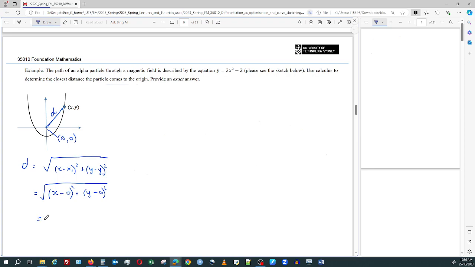Alright, the next thing we want to recognise is that the x minus 0 resolves to just x squared. And finally, the y that we're using is this y up here. Okay, so that y is going to be inserted inside. And so we'll end up with 3x squared minus 2 all squared as part of the square root.